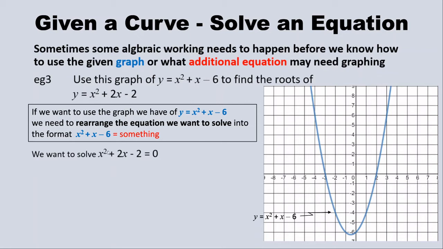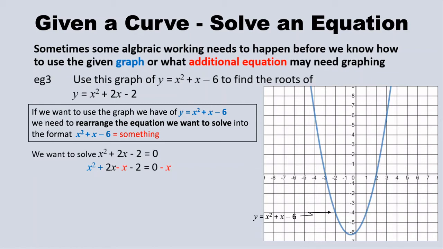So I want to match the terms here. I've already got the x squared terms the same. To match my x terms, I need to take one x away from this. And to keep my equation balanced, I'll take one x away from both sides of that equation. So I've got the x squared term as I like it. If I do 2x minus the x, I'll have my x terms matching as I like it. But I still need to match my number terms.